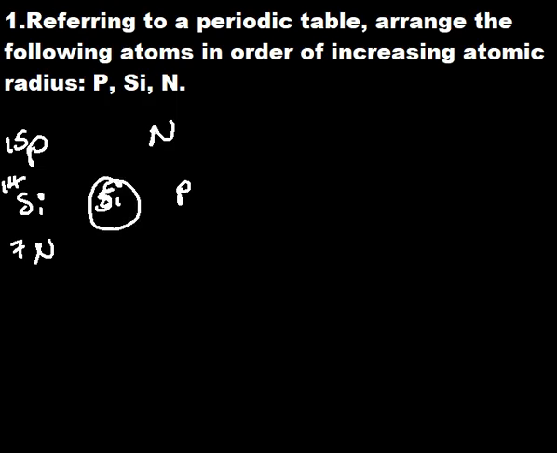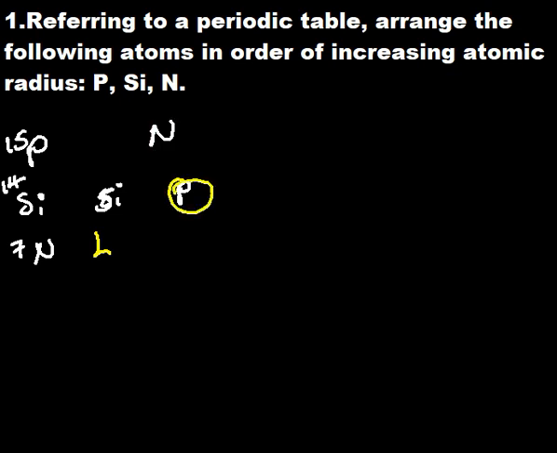But now, of these two, which one has the largest atomic radius? It's silicon, because these two are in the same period, and as we go across the period from left to right, there is an increase in the Z, thereby decreasing the atomic radius. So silicon has the largest atomic radius, followed by phosphorus, and from phosphorus we have nitrogen.